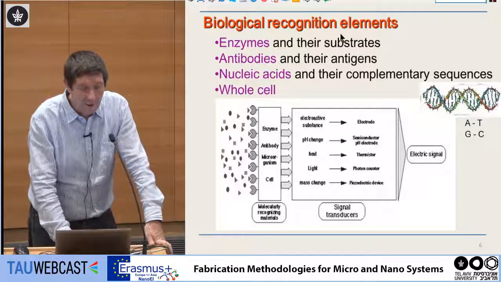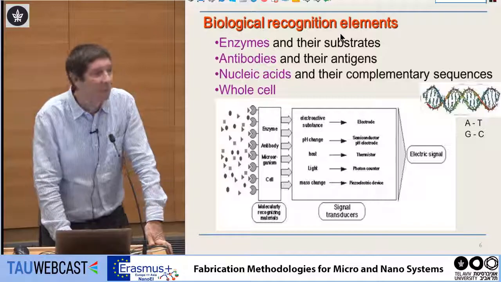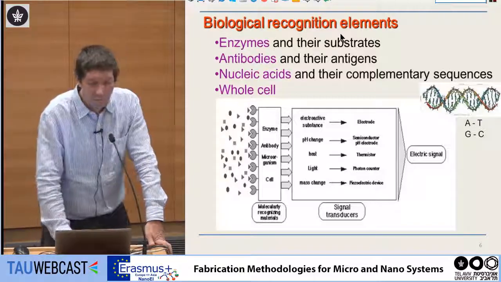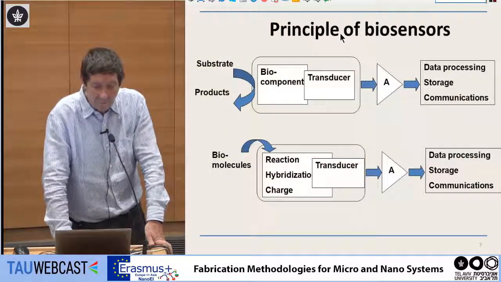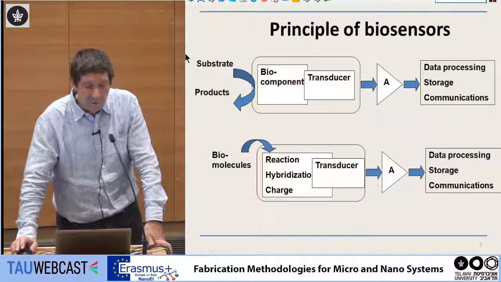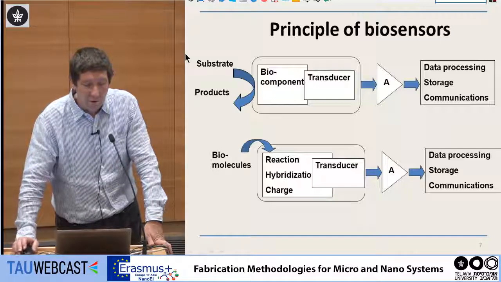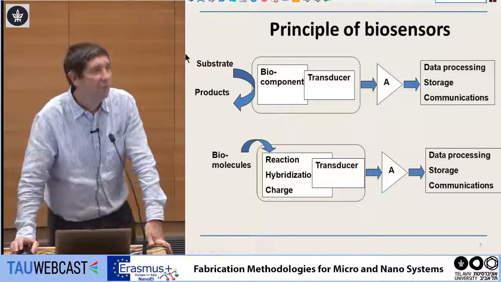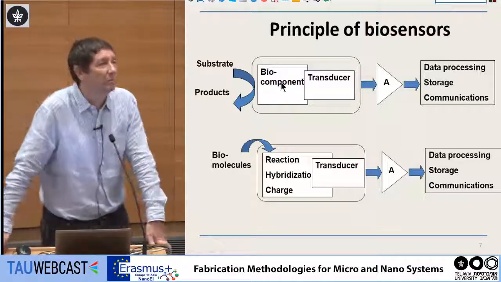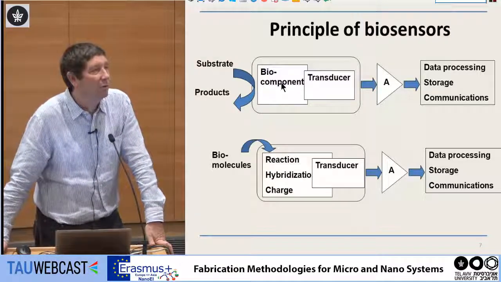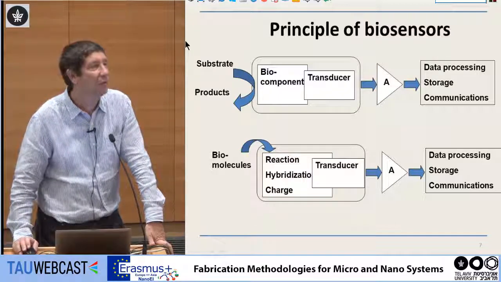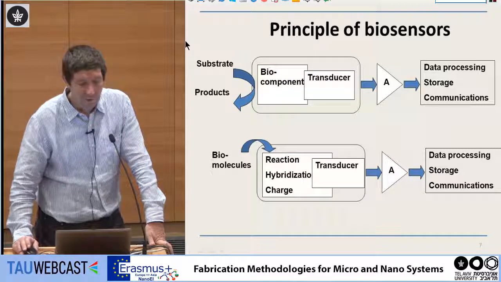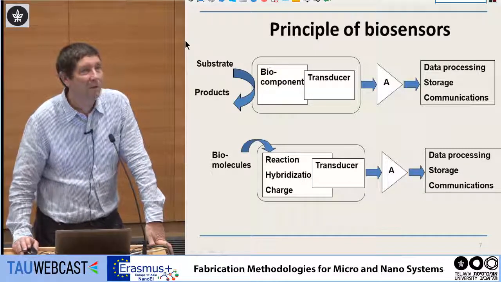So there are a lot of effects to do what we call biological recognition elements. We can detect enzymes, antibodies, which are very common for antibody-antigen reactions. You can detect nucleic acid or a whole cell. And the principle of biosensors is the following. Let's say you have a biocomponent. You want to detect glucose. How do you detect glucose? You put a molecule which reacts with the glucose. So you have the substrate, and the glucose, we call it substrate.